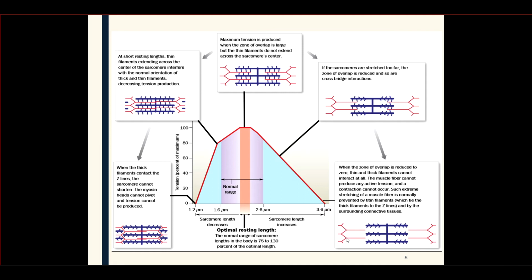It's got a great length. But look at the zone of overlap. It's virtually zero. So now when this muscle fiber is stimulated, the myosin heads have nothing to grab onto, and now we're going to be going down towards zero.